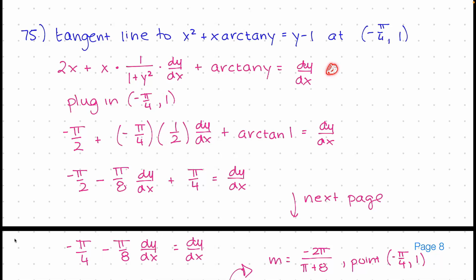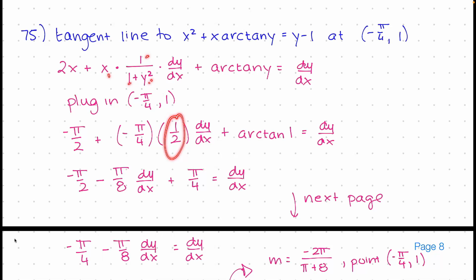Now, you could have solved for dy dx and then plugged in. I just chose to plug in at this point, whichever one you prefer. So all the x's are going to be negative pi over 4. All the y's are going to be 1. So 2x will become negative pi over 2. If y is 1, this becomes 1/2, so that's right there.